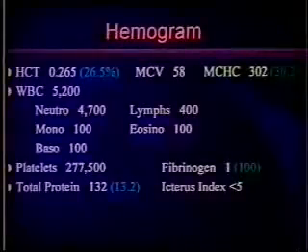This was her hemogram. You can see that she's slightly anemic with a PCV or hematocrit of 26.5%. Her mean cell volume is low at 58 femtoliters, indicating a microcytic, and she's also hypochromic. Her MCHC is low at 30. So she's microcytic hypochromic, suggestive of a blood loss anemia. Her white cell count was on the low side at 5,200. Platelets are normal. The fibrinogen level is normal. And the abnormal finding here is her total proteins of 13.2. Tremendously high total proteins.